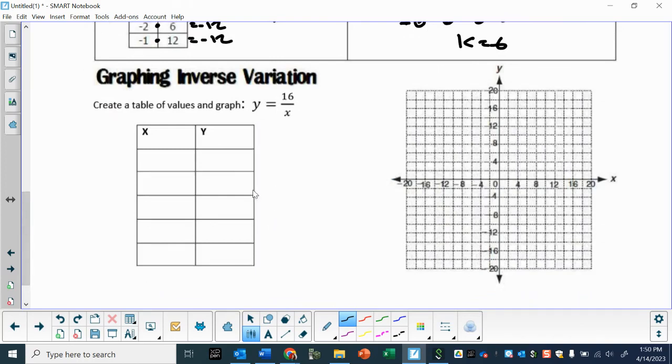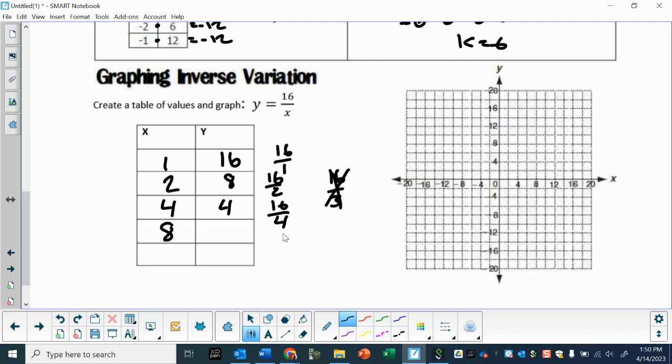When we graph an inverse variation, we can plug in different values of x. If x equals 1, we would do 16 divided by 1 to get 16. If x equals 2, we would do 16 divided by 2 to get 8. If x equals 3, that's not a great number to plug in because 16 divided by 3 is not an integer. We could plug in 4. 16 divided by 4 is 4.